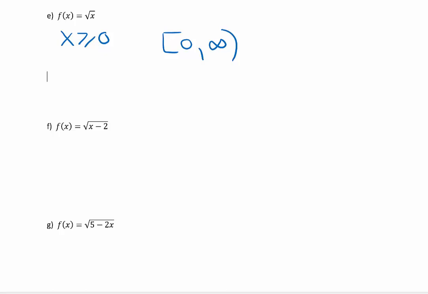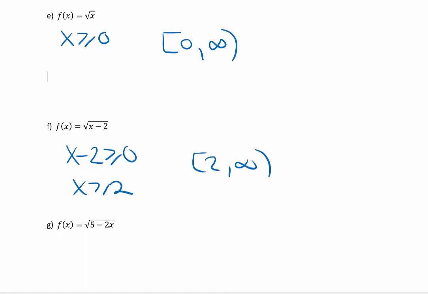I'm going to do the same thing for examples F and G. They are square root functions, so it's the same rule. I take the thing inside the square root, set it bigger than or equal to 0. To solve, I add 2, and that gives me x is bigger than or equal to 2. In interval notation, that's everything from 2 to infinity. Same idea for the last one.